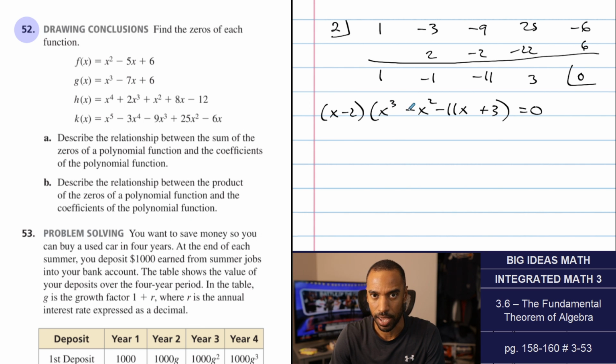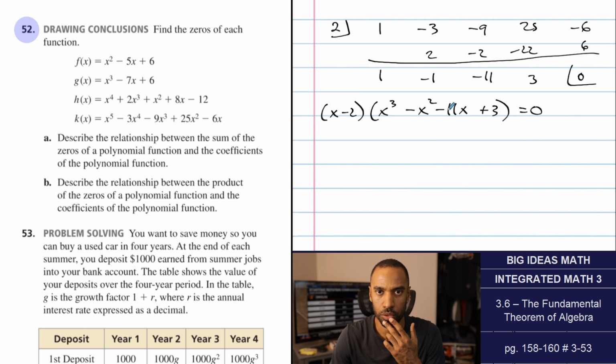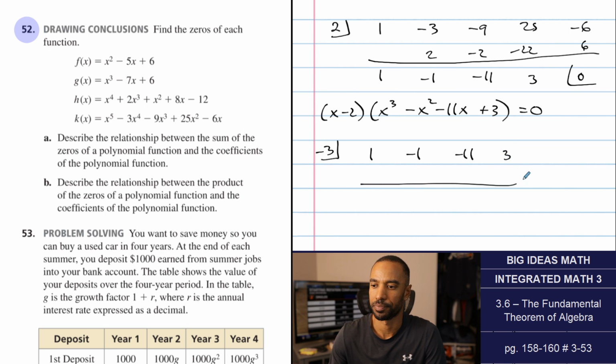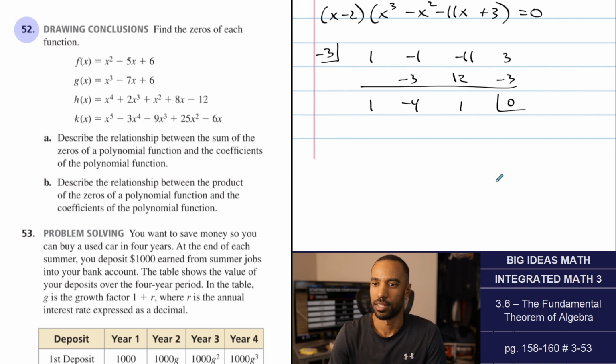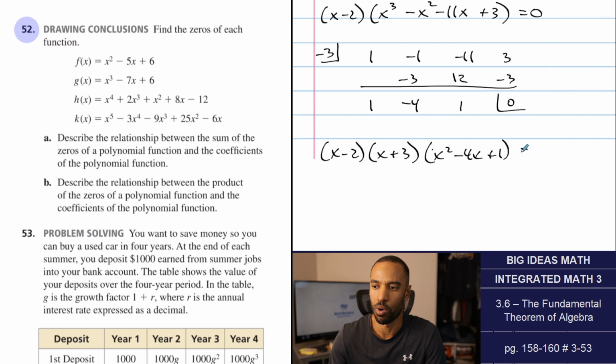27 minus 9 is 18. Minus 33. No, that's too big. Negative 3. Negative 27 minus 9 is negative 36. Plus 33 is negative 3, plus 3 is 0. So the last one, last resort, negative 3 indeed worked. So 1, negative 11, and 3. And we get that. And, okay. So x minus 2 times x plus 3 times x squared minus 4x plus 1.